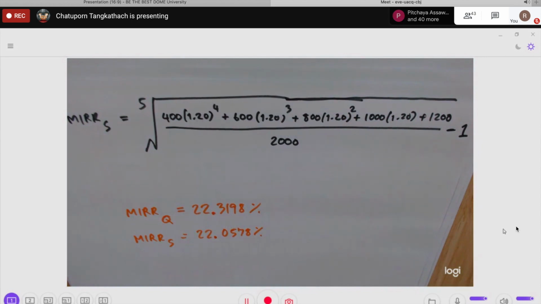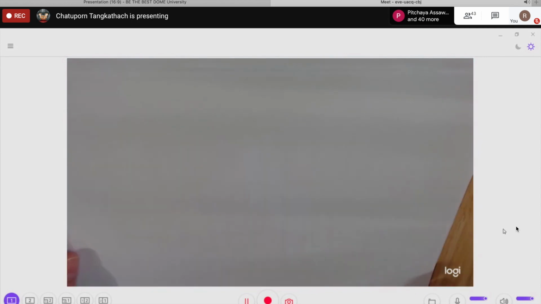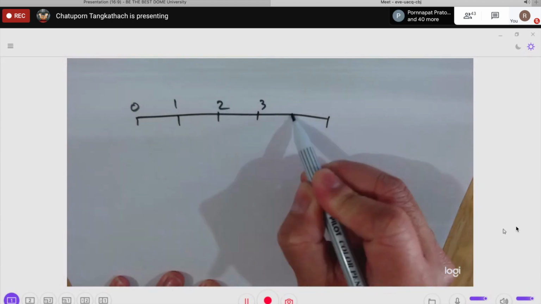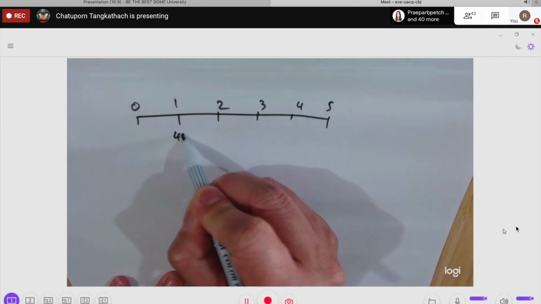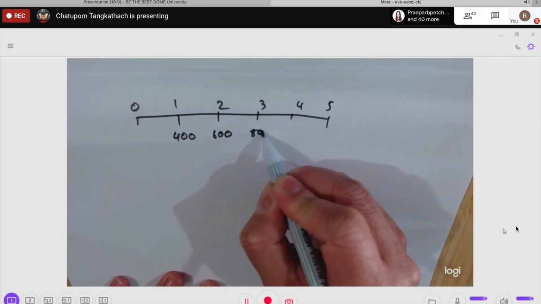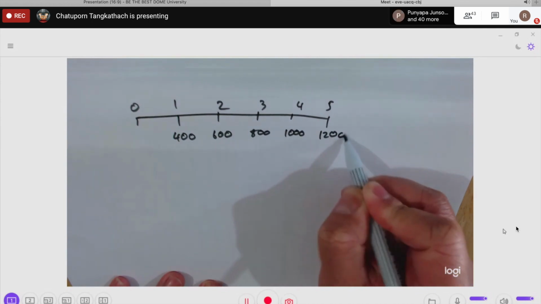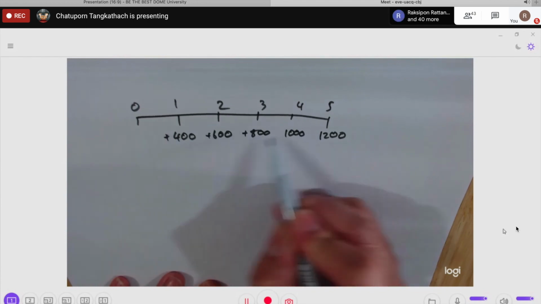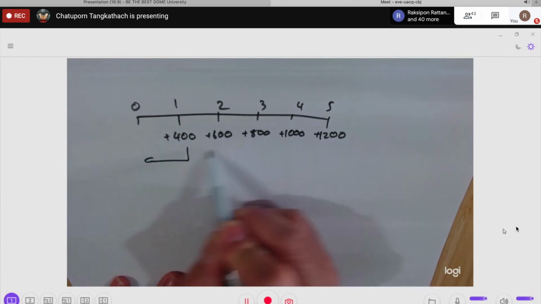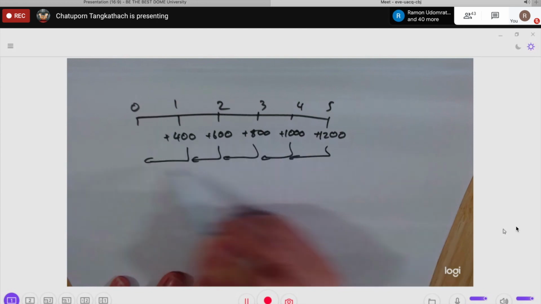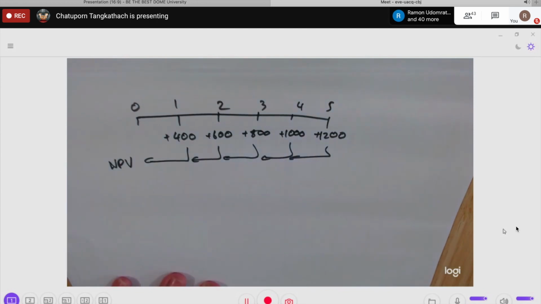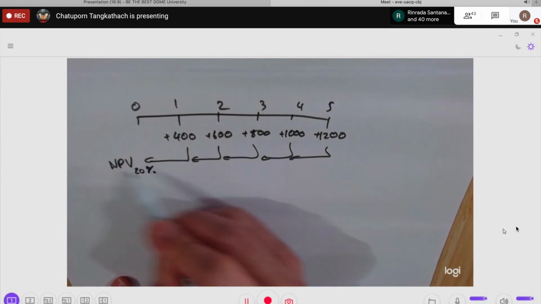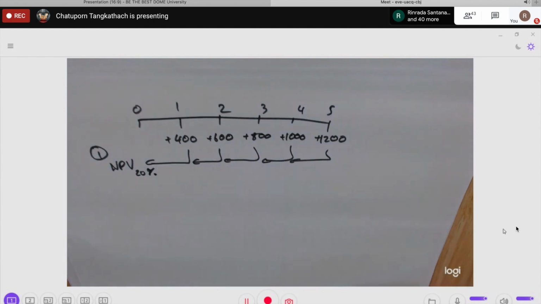But for the regular model, what you need to do is like this. For project S, you just look at cash inflows only: 400, 600, 800, 1,000, and 1,200. Just ignore negative 2,000, only the positive cash inflows. Now you have the function to compute NPV. So the first step, you compute NPV at 20%, but this is not what we want.